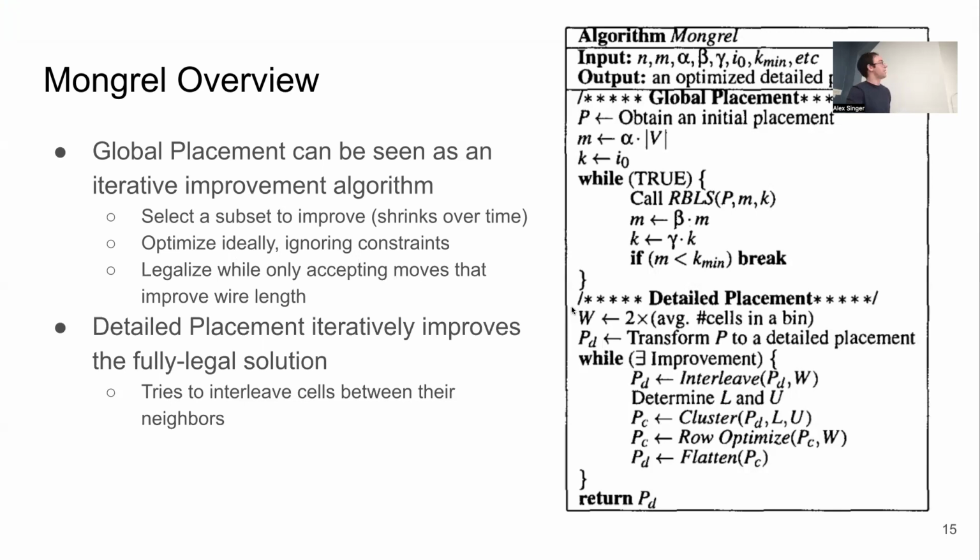But that's the overall algorithm. As we can see, it has elements of analytical placement and elements of things like simulated annealing, where we're just trying to do moves and accepting moves and rejecting certain moves. Except I don't really see any places where they formally reject moves. So it's just kind of interesting.